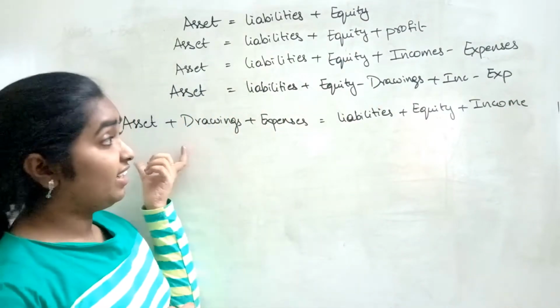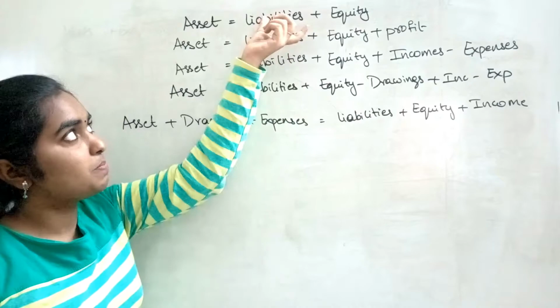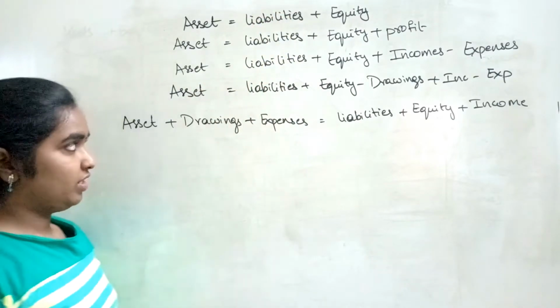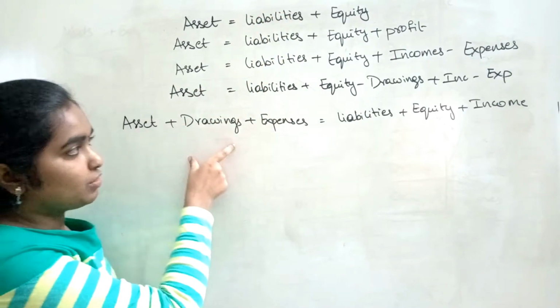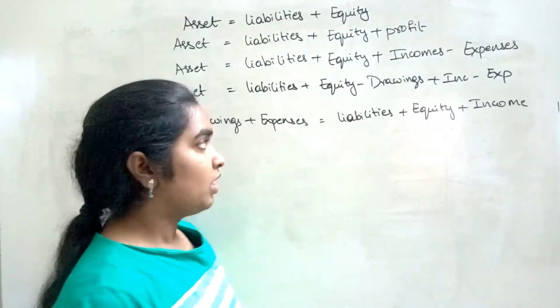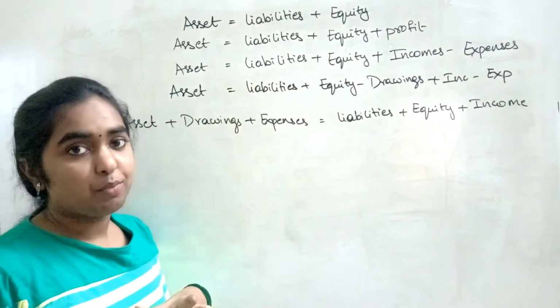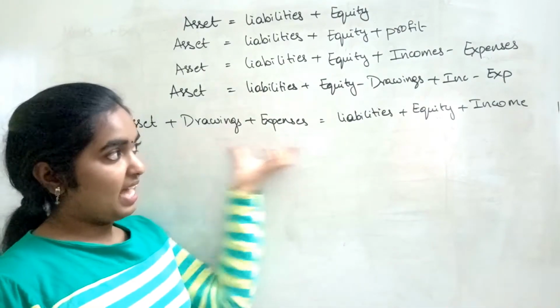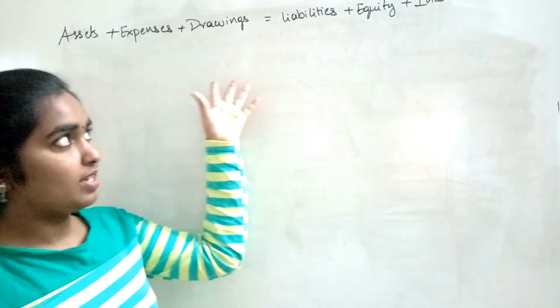Okay, so this is the final equation which we have derived from this basic accounting equation, right? Which says assets plus drawings plus expenses is equal to liabilities plus equity plus income. Okay, so let's try to understand what are the rules of accounts taking this as a base. So I have taken this equation.